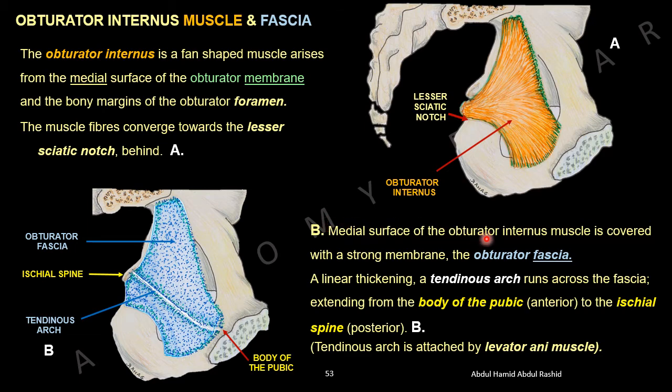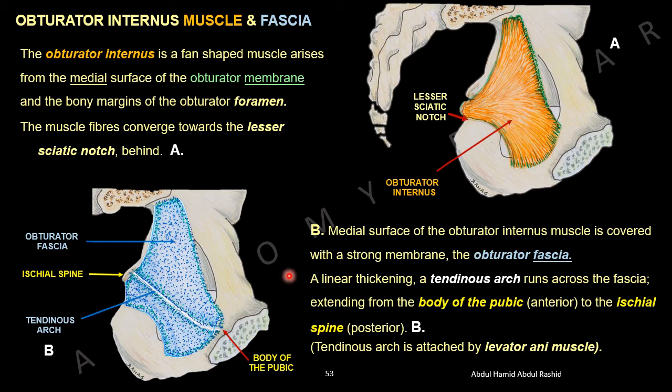The medial surface of the obturator internus muscle is covered with a strong membrane, the obturator fascia. This is the obturator fascia. Readers must not confuse the obturator membrane and the obturator fascia. The obturator membrane closes the obturator foramen on the lateral side. Its medial surface is attached by the obturator internus muscle. The medial surface of the obturator internus muscle is covered by the obturator fascia. Therefore, the membrane is most lateral, the fascia is most medial, and the muscle is in between the two.